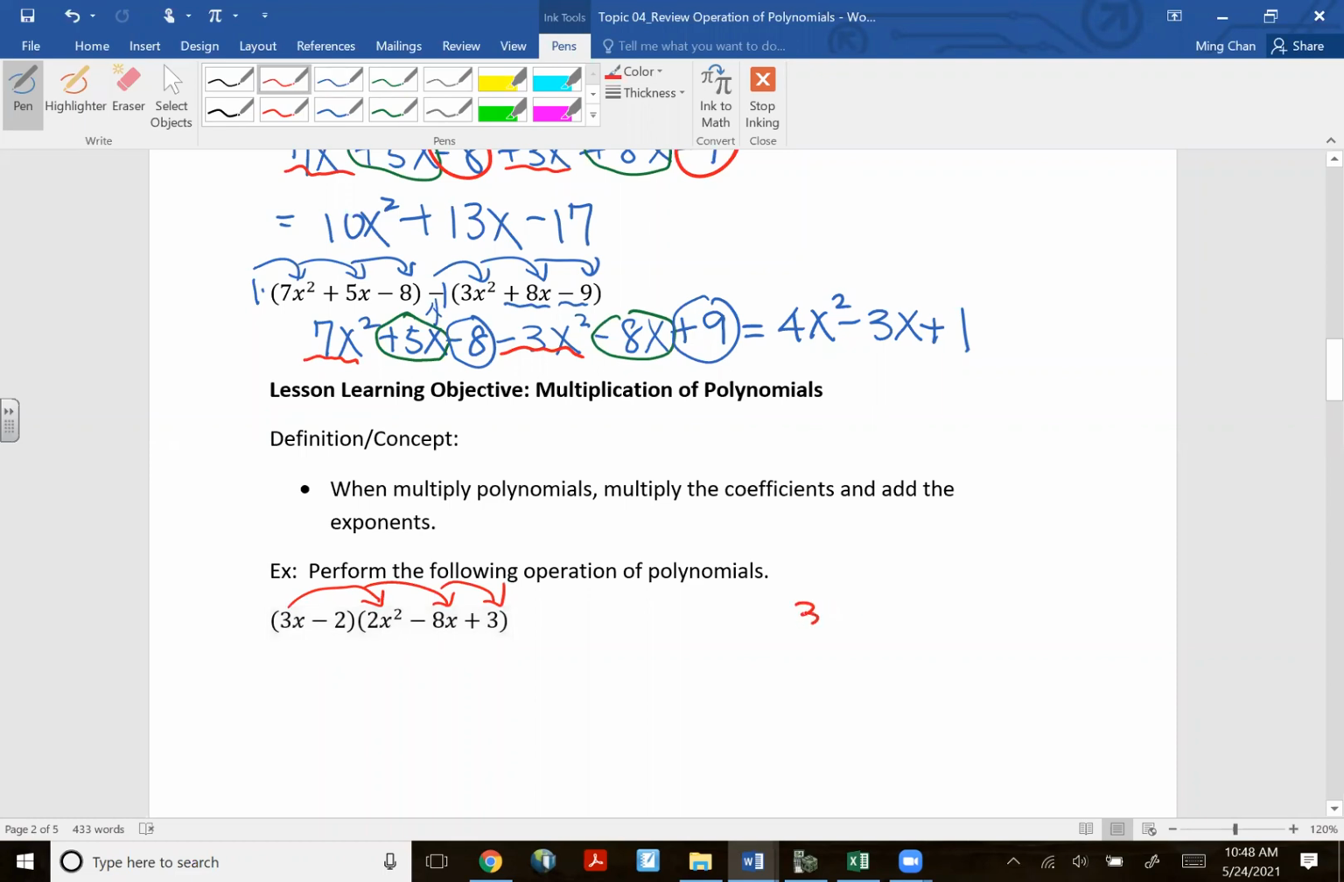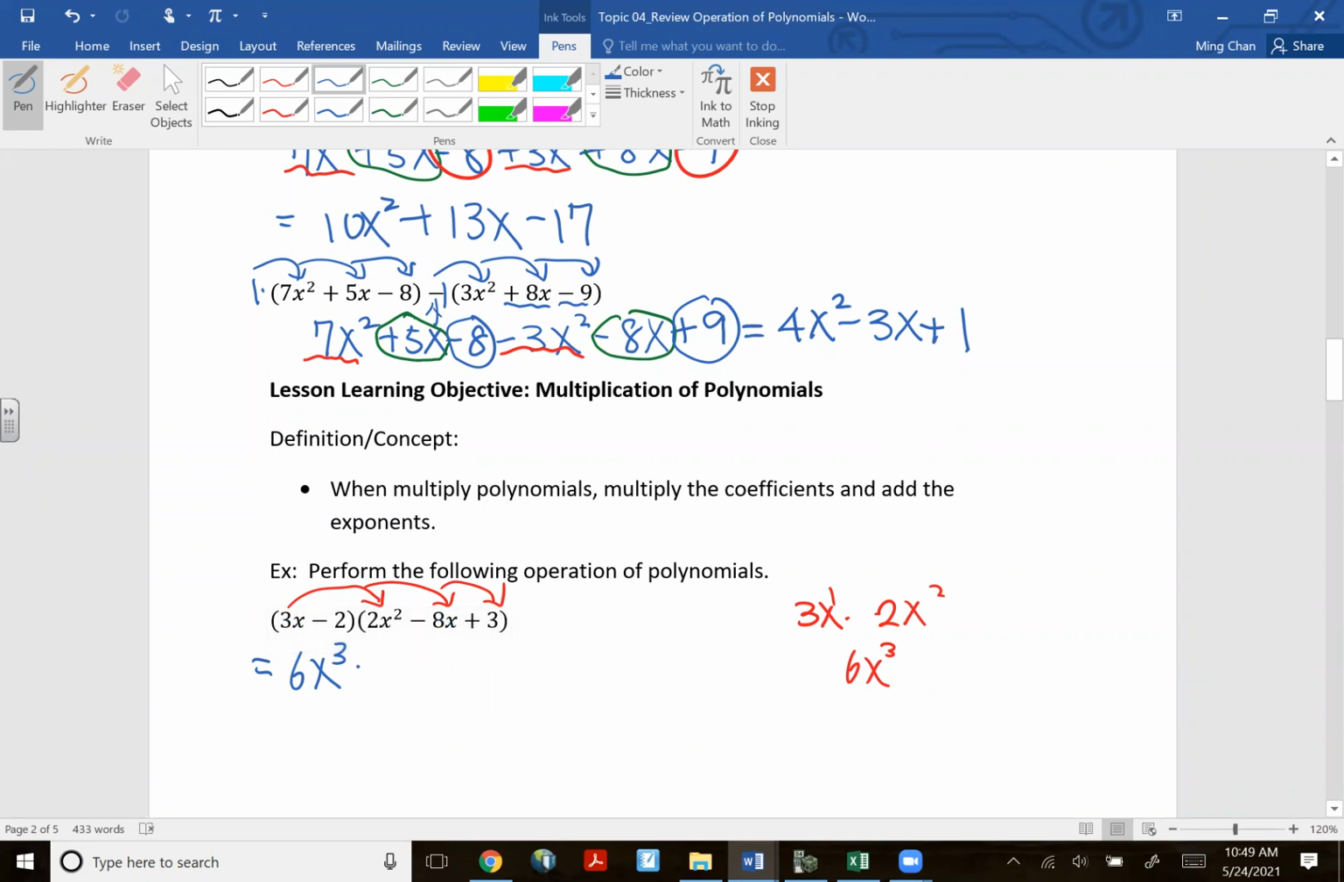So the first 3x will times the 2x squared, negative 8x, and the positive 3. So 3x times 2x squared: 3 times 2 is 6, x to the first times x to the second is x to the third. We don't want to be constantly writing this out. Normally people just say it, and when they say it, their mind is thinking: multiply the coefficients and add the exponents. That's what the mind is actually doing. So 3x times 2x squared should be 6x to the third, right? 1 plus 2 is 3.